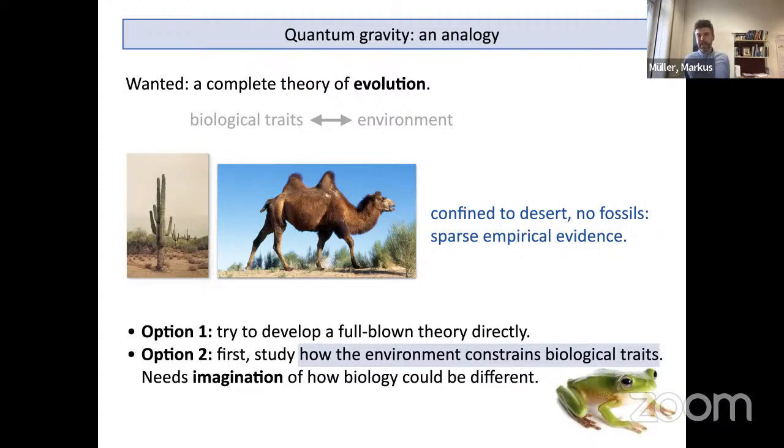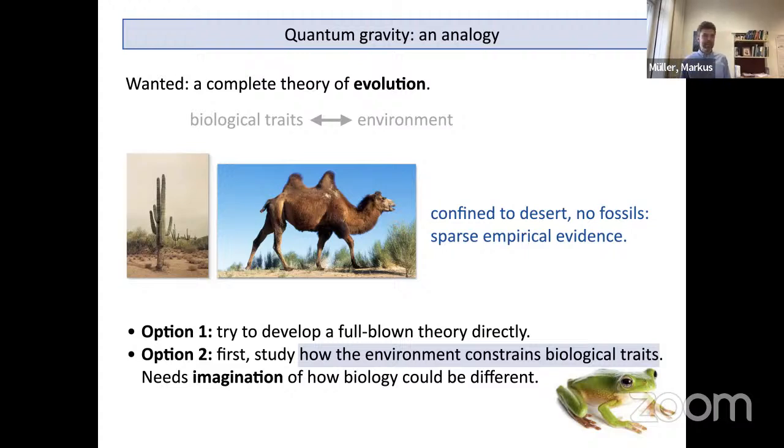And this certainly involves at least a small amount of imagination. You need to think counterfactually, perhaps, about how could biology be different? You should think of camels without humps, perhaps, or cactuses that don't have these spikes, right?